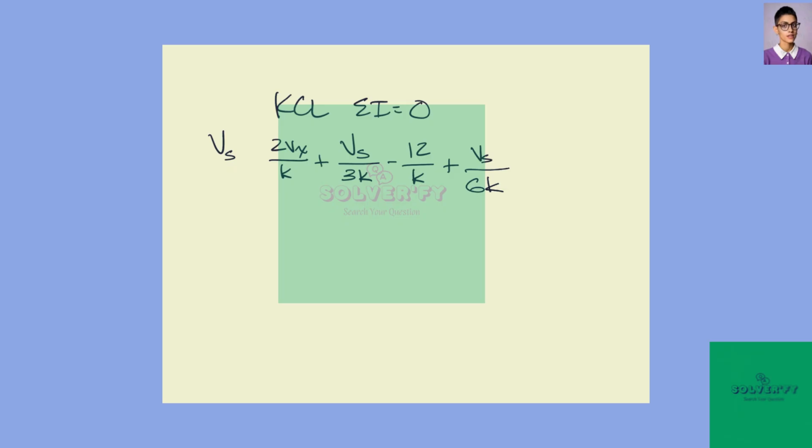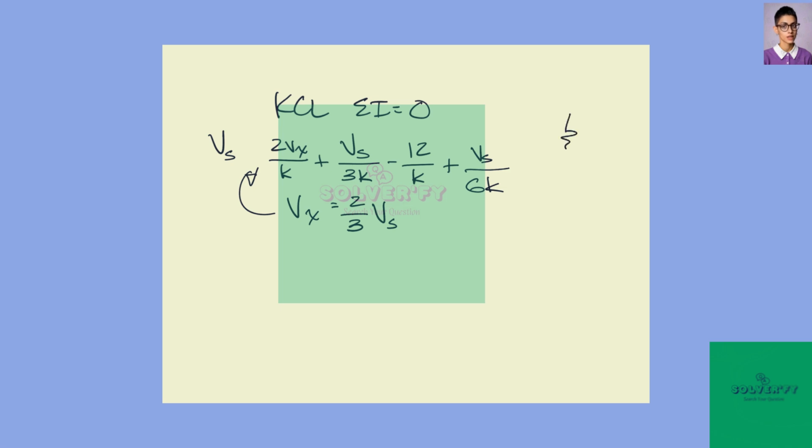The other thing I know is that in that second branch, the voltage across that 2 kiloohm resistor is V sub x, and V sub x is equal to 2/3 of the voltage of that whole branch, because it's 2 out of the 3 kiloohms. So it's equal to 2/3 times V sub s, and I can plug that back in up here.